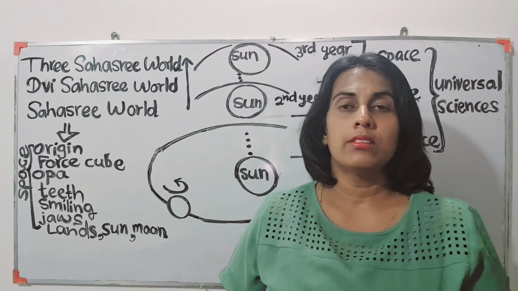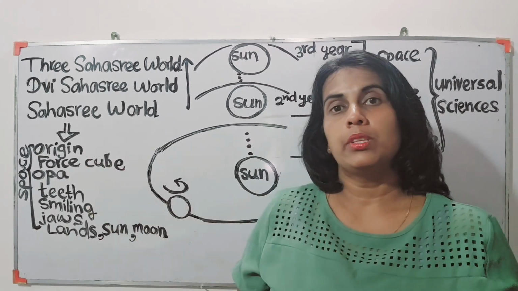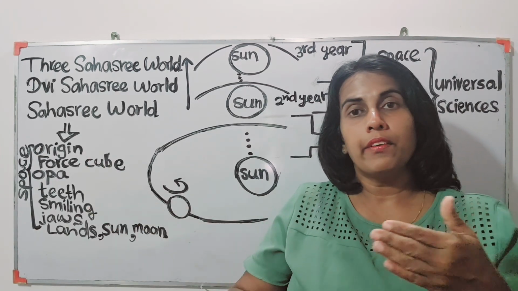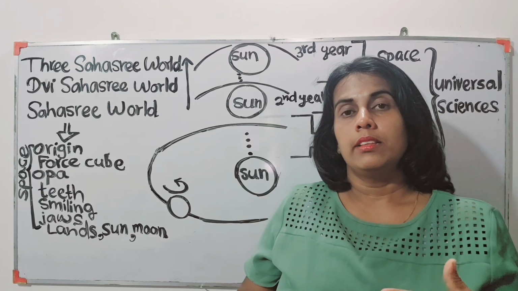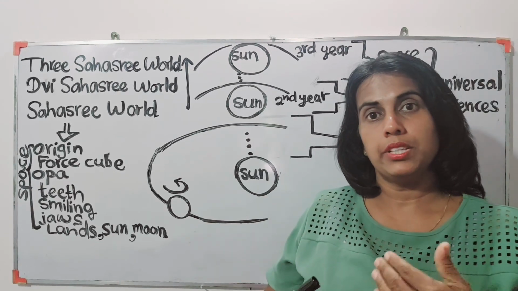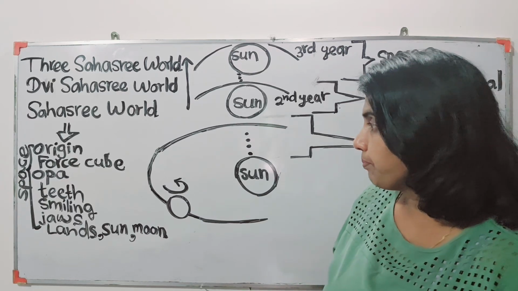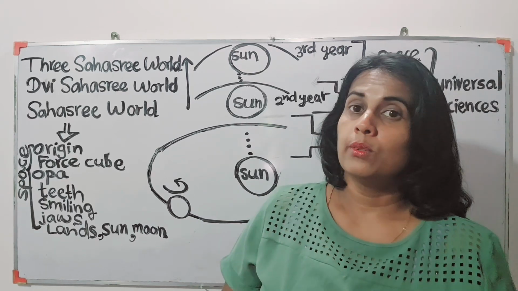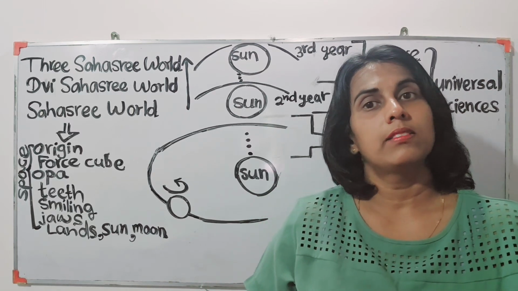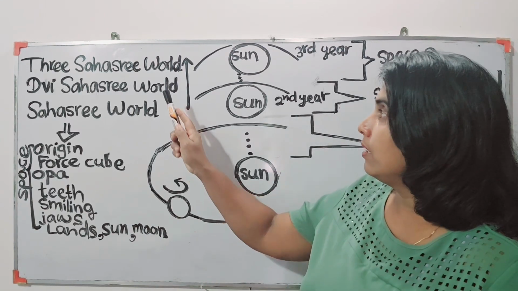Previously, up to the Sahasrari world, there was no space. From the origin up to the end of the immortal planes, there was no space. There was only a vacuum. And only after that did the space worlds start to be created. Those space worlds are the Sahasrari worlds, and there are 3 Sahasrari worlds.